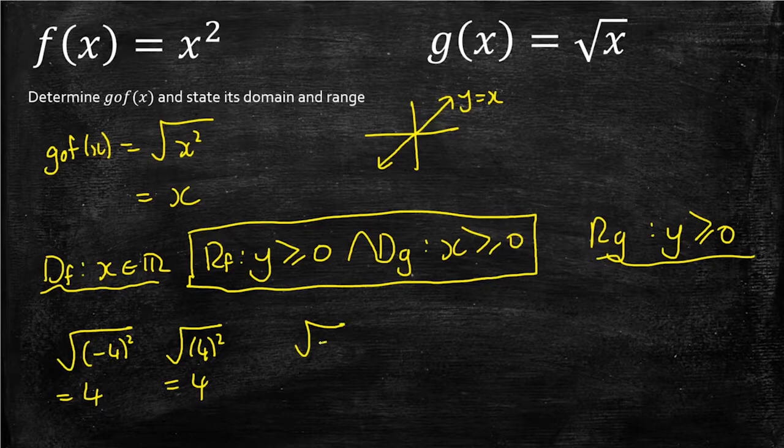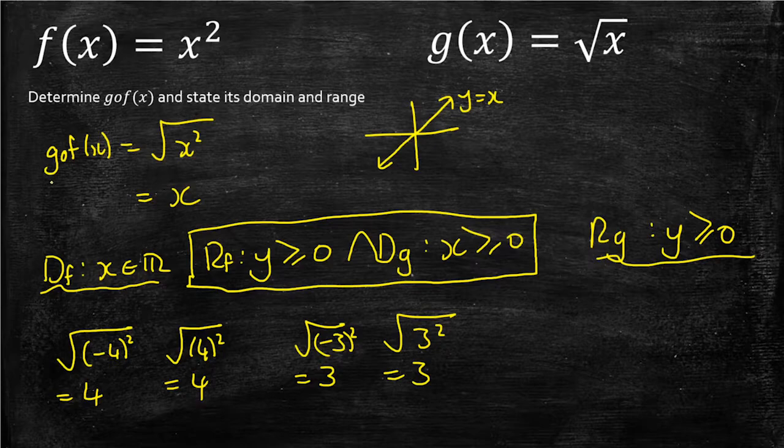If I square root negative 3 all squared, I get 3, because negative 3 squared is a positive 9, and the square root of a positive 9 is a 3. And if I square root 3 squared, I get 3 again. You can see it doesn't matter if the x value is negative, it will output the same value as if the x value was positive. So what does that mean?